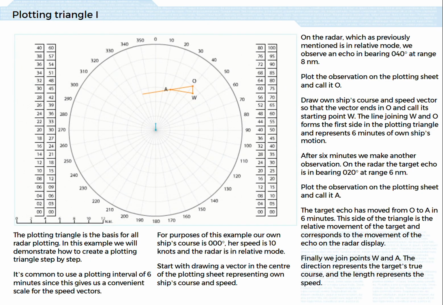Finally, we join points W and A. The direction represents the target's true course and the length represents the speed. We have now created a plotting triangle.